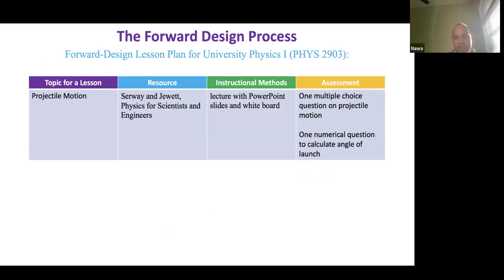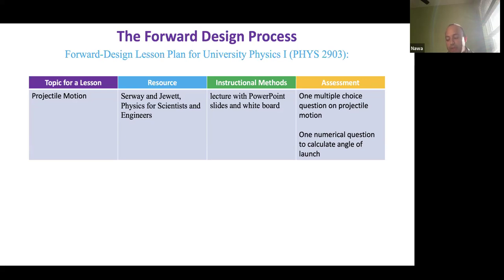So now, what I have done here is completely my proposal. I was thinking, after I read about the forward design, I'm teaching University Physics 1 at my university here. So I was like, okay, what would a forward design lesson plan look like if I were to teach the University Physics 1 class in this model? So this is what I came up with. The first thing is I have to decide on a content. So let's suppose I want to teach projectile motion. And then I decide the resource.